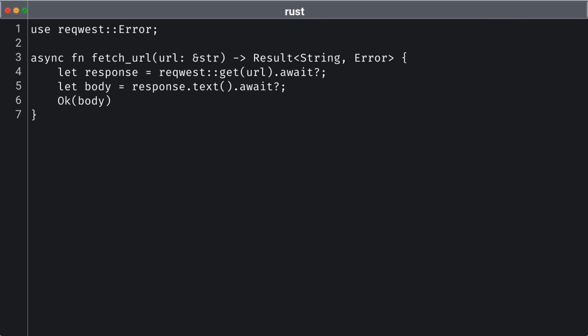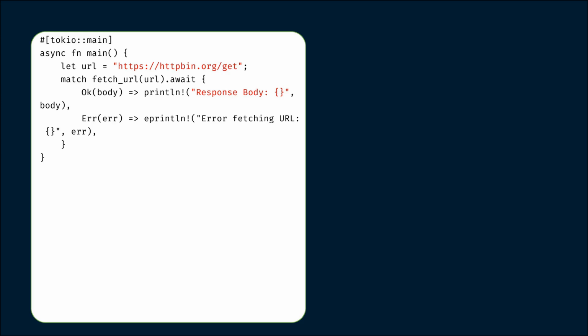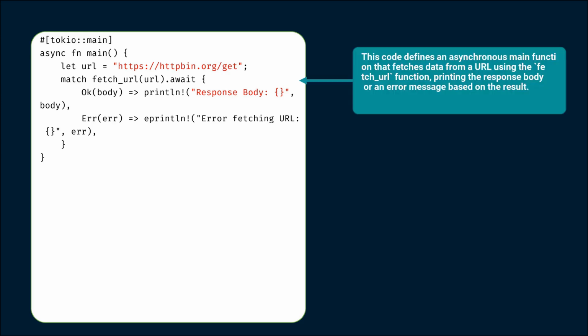Now let's see how we can implement our main function to tie all the asynchronous code together. We start by annotating our main function with tokio main which sets up the Tokio runtime, enabling us to run asynchronous code directly. Inside main, we define a string variable URL that holds the URL we wish to fetch data from. We then call our fetch URL function, using the await keyword to pause execution until the response is received.